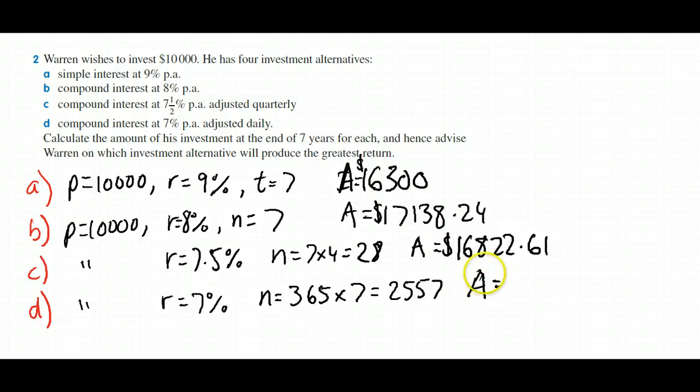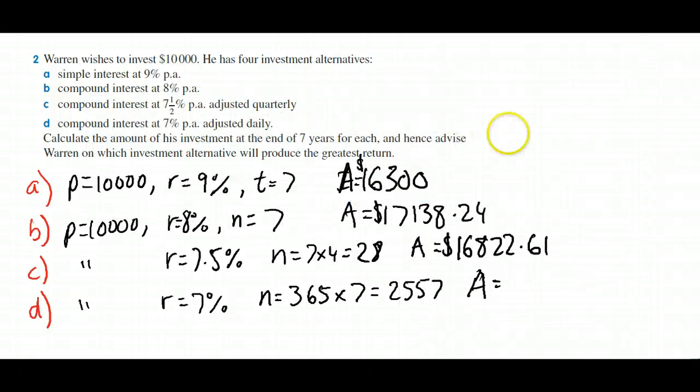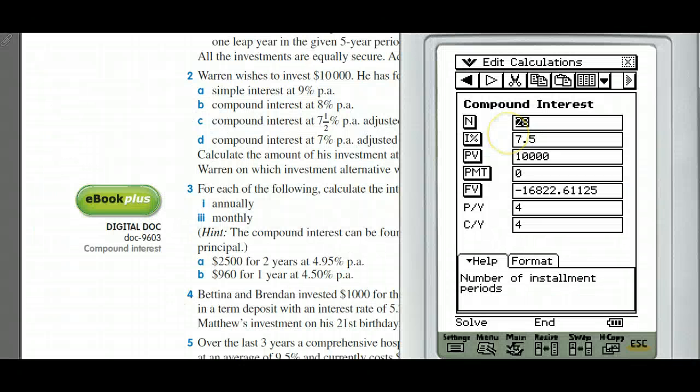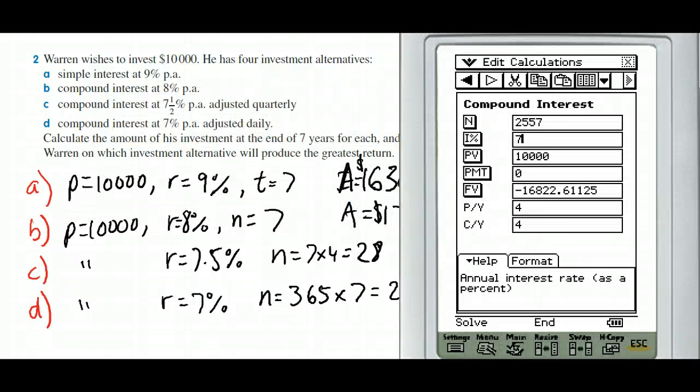Finally, for the last one, we've got 2,557 compounding periods. We've got an interest rate of 7, and for this one there's 365 compounding periods per year. So we put in 365 down there, we get $16,328.66.